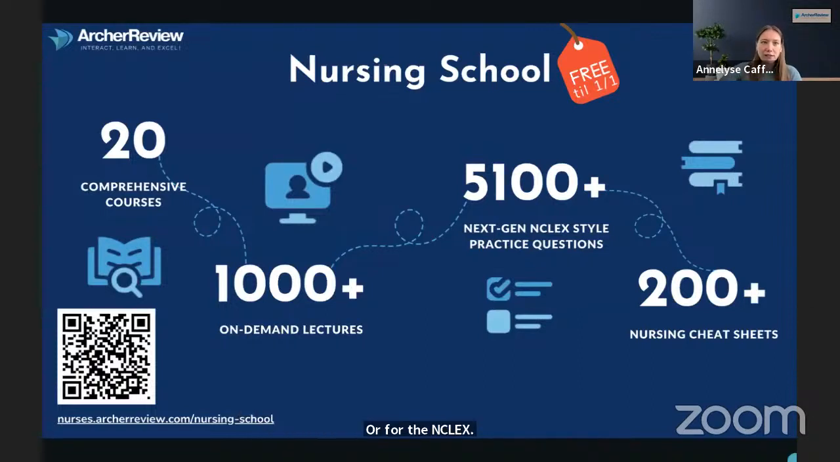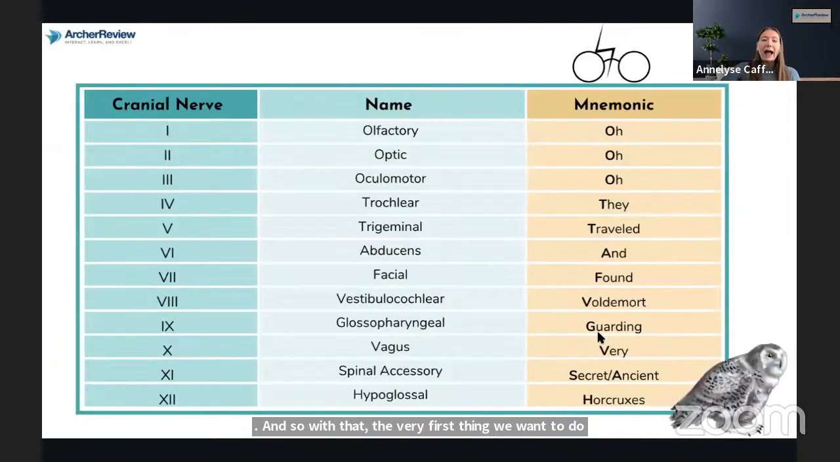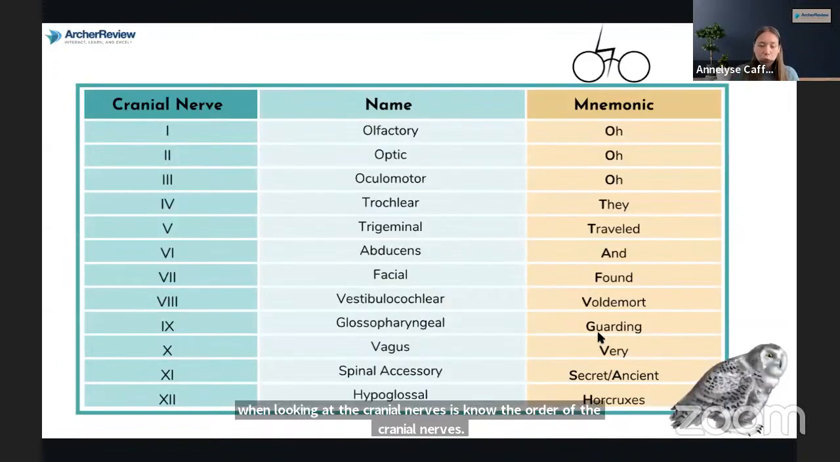Okay, now that we've talked a little bit about nursing school, we can move on to actually looking at the cranial nerves. And so with that, the very first thing we want to do when looking at the cranial nerves is know the order of the cranial nerves. And here they are listed 1 through 12. This is the Roman numerals.